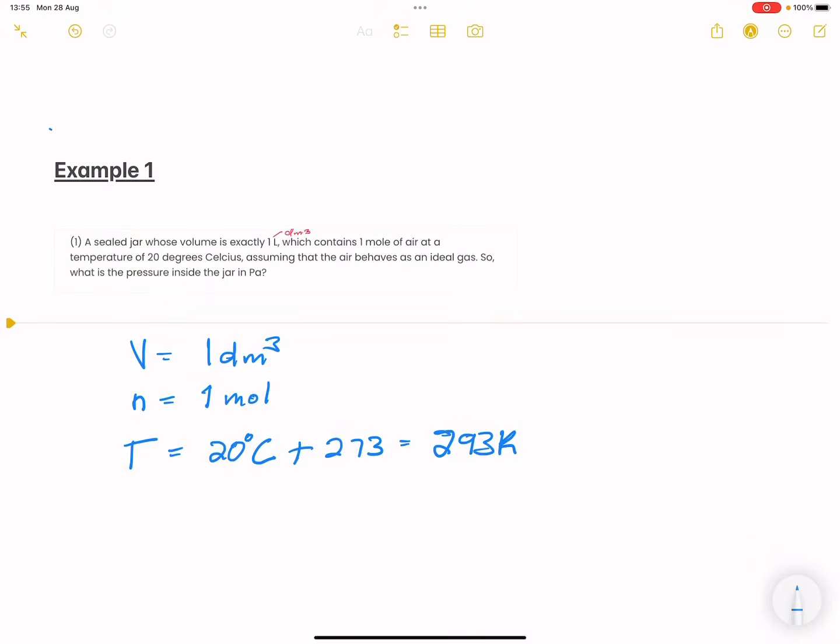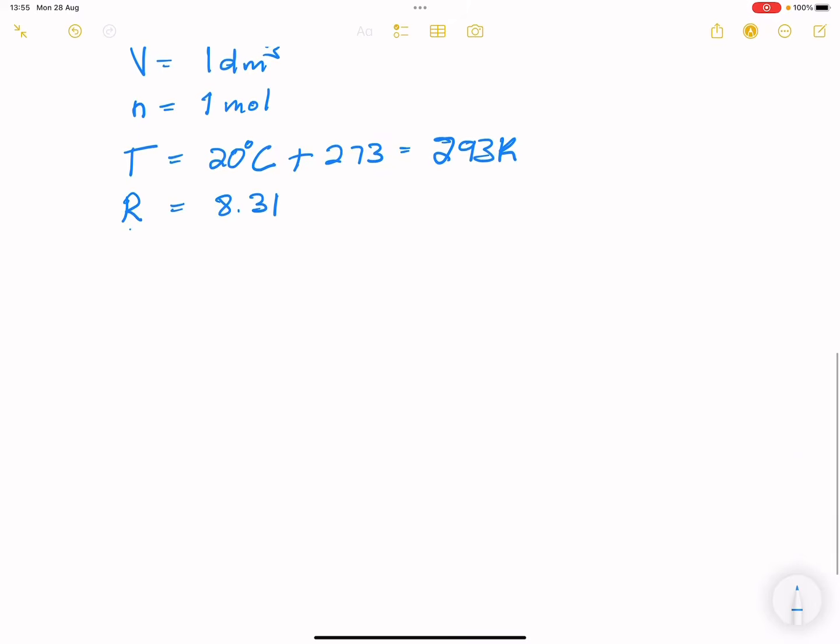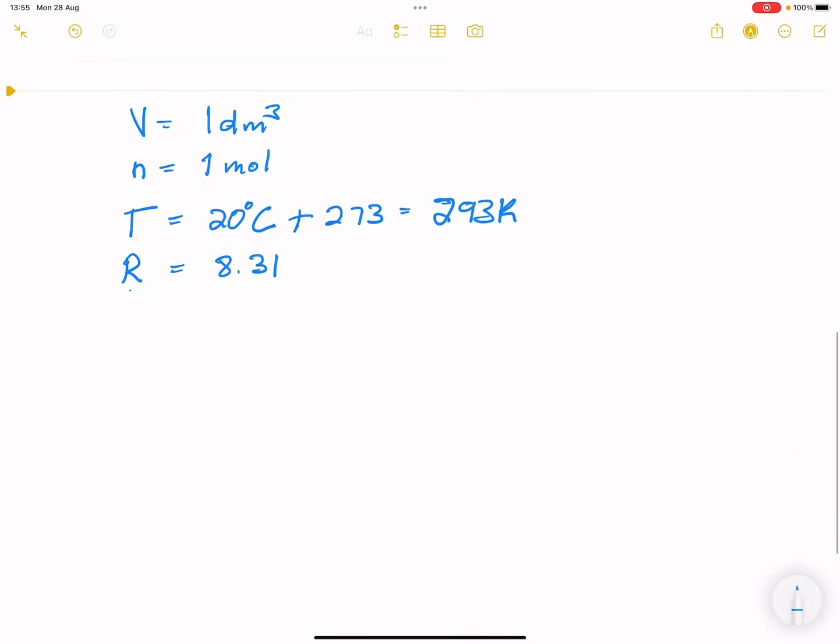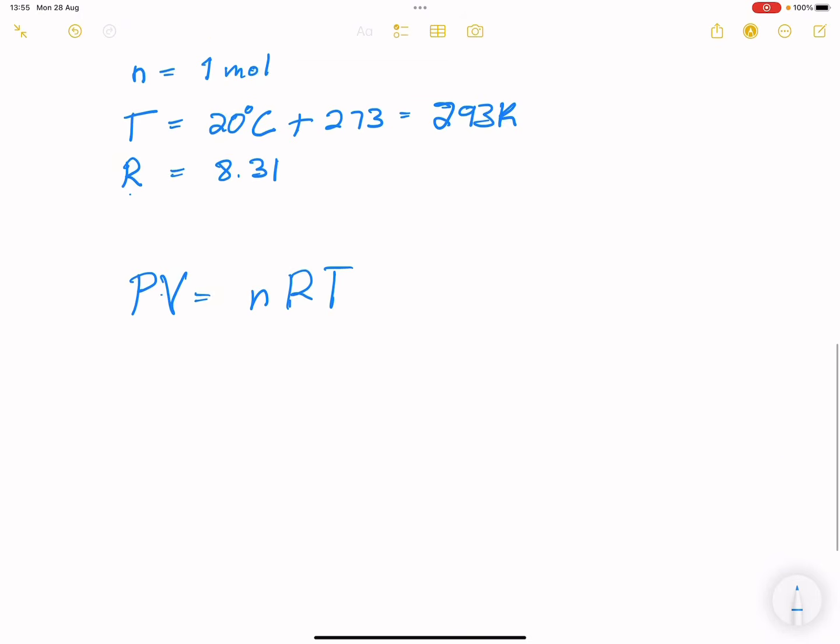What we also have there, remember, is that the ideal gas constant in this case is 8.31. Please don't forget that you always have this value with you. So now we need to calculate what the pressure is. All we're going to do is go into our equation, PV is equal to nRT.